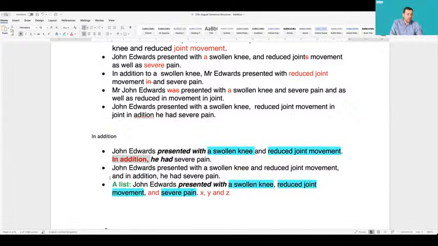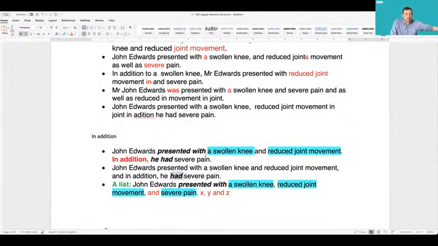Same with this one, even though you've got and in addition. This and in addition is introducing a new verb clause, which is he had. Okay, that is a new verb. So it's a new verb clause in this case. Remember, and can do that. So there's a difference between adding multiple units inside one list and adding a new verb clause to a sentence.